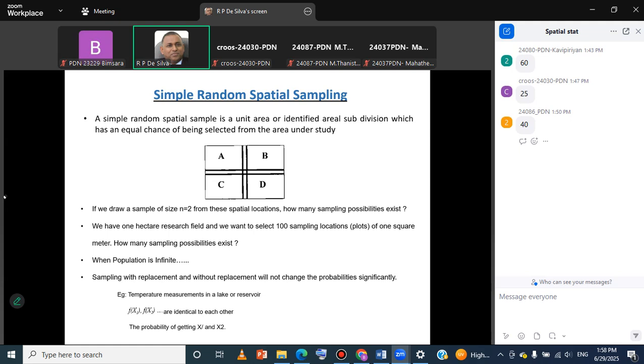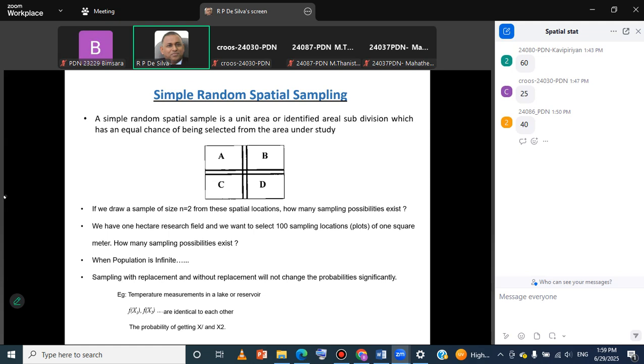two combinations. Once you take that, that opportunity is gone. Then the next opportunity is the other two. So if you take without replacement, you can have only two samples, two combinations, either AB, or CD, whatever the balance two.